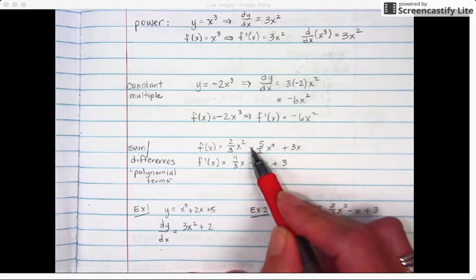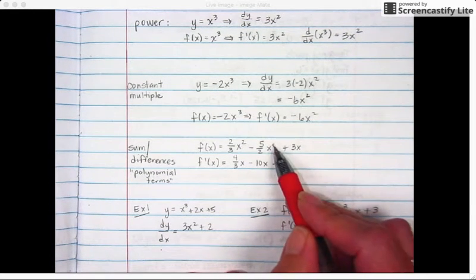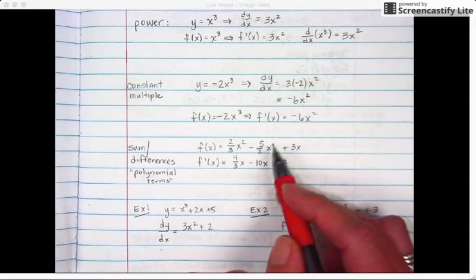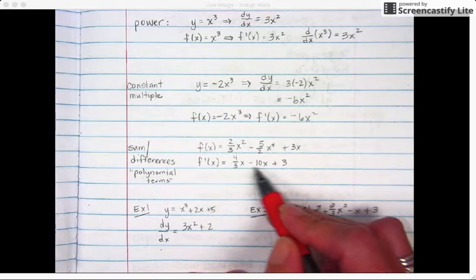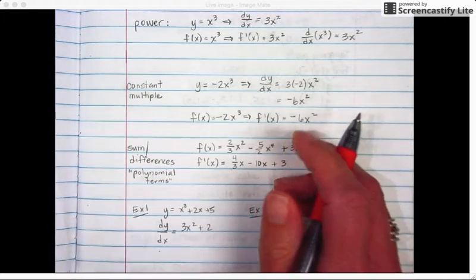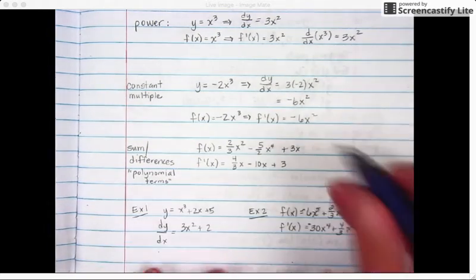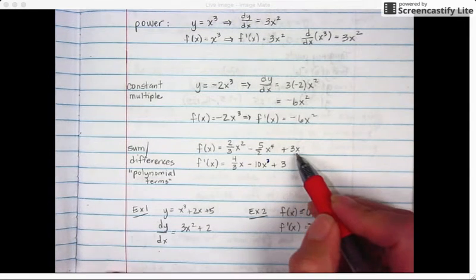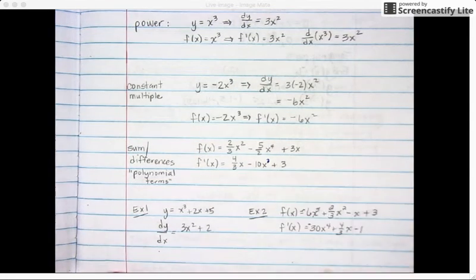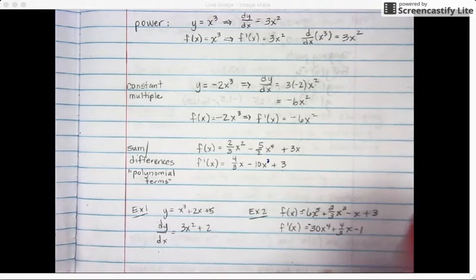4 times negative 5 halves is negative 20 halves, and negative 20 halves reduces to negative 10. Oh, I see an error. That should be a cube right there. And then right here, this says 3x, so that should then become a 3. And that's it. That's just like polynomial terms.